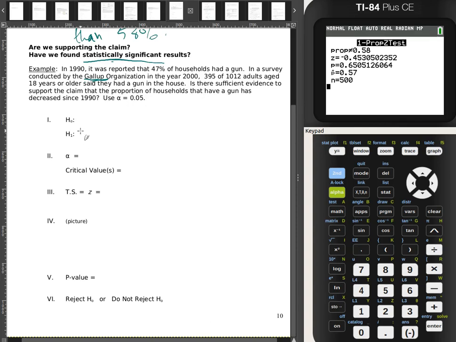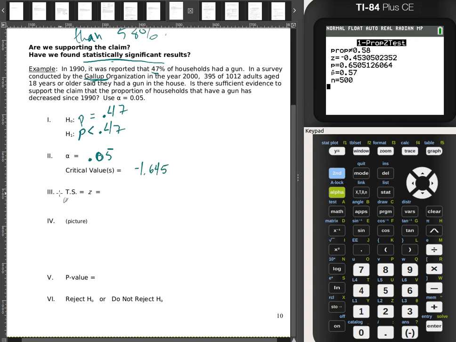So we're testing whether actually the proportion has gone down, or else that now it is less than 47%. So the null hypothesis is the default one, which is that it basically is the same as it was before. In this case, we have significance level 0.05. And since it's a less than, then it is a left-tailed test. So we should use the same critical value as we had before, which was negative 1.645, if I remember correctly. I'm pretty confident about it.